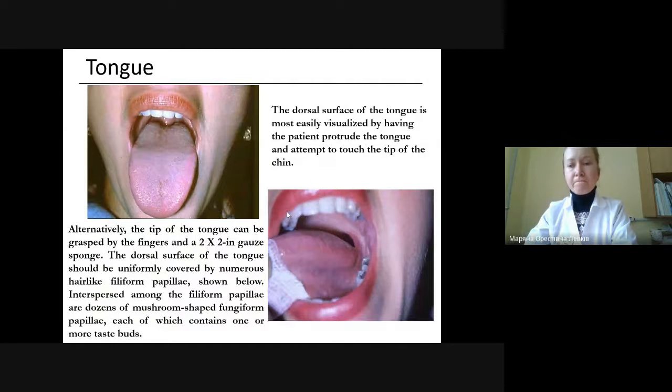So tongue, it is the mirror of the health. The dorsal surface of the tongue is most easily visualized by having the patient protrude the tongue and attempt to touch the tip of the chin. But alternatively, the tip of the tongue can be grasped by the fingers with a gauze sponge, and the dorsal surface of the tongue should be uniformly covered by numerous hair-like filiform papillae as is shown below.